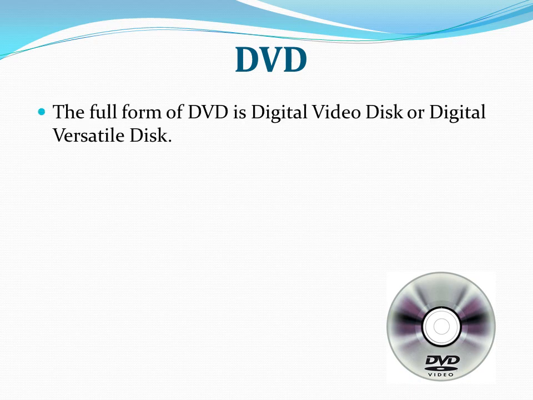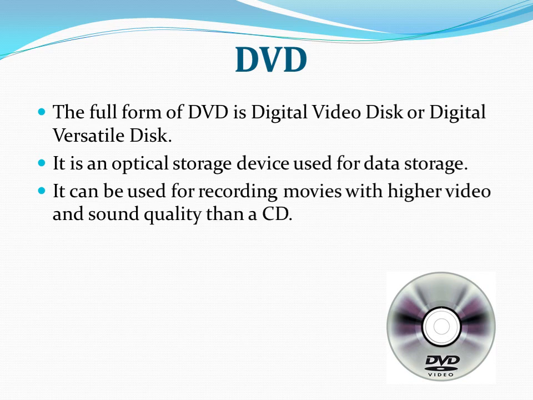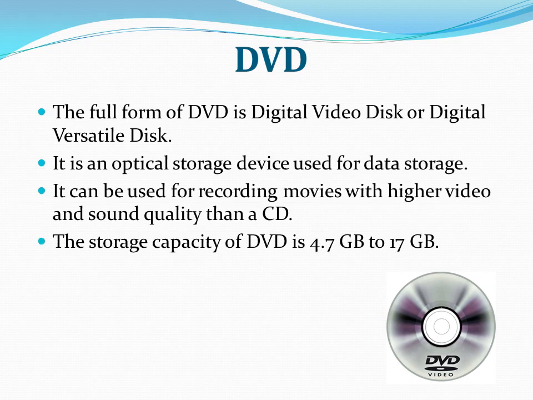Next is DVD. DVD looks like a CD, but the storage capacity of CD and DVD is different. The full form of DVD is digital video disc or digital versatile disc. It is again an optical storage device used for data storage, and it can be used for recording movies with higher video and sound quality than a CD. The storage capacity of DVD is 4.7 GB to 17 GB.